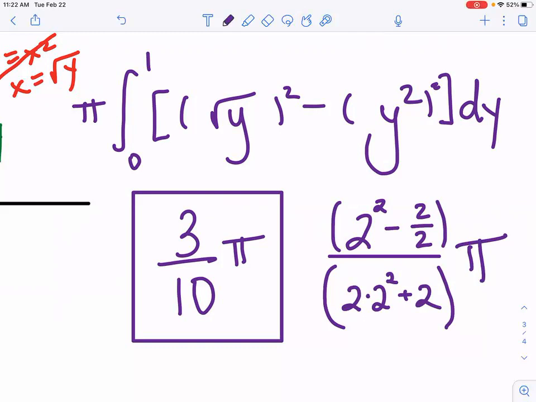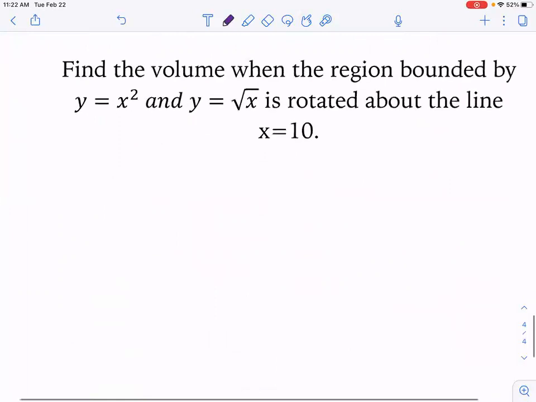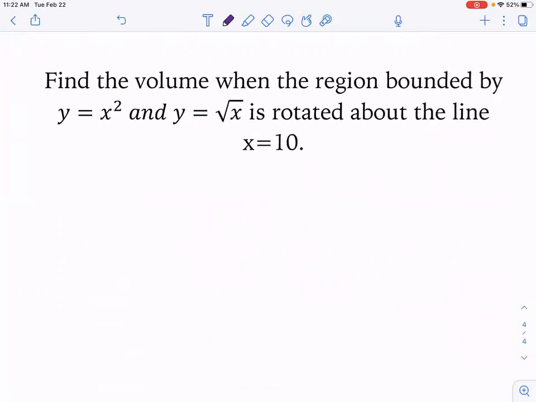We don't actually have to write this answer, people. The 3/10 pi is what I need. It is happy Tuesday. All right. Now what happens if we rotate around a line that isn't the y-axis?